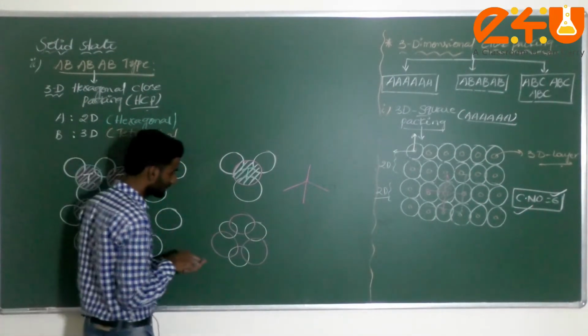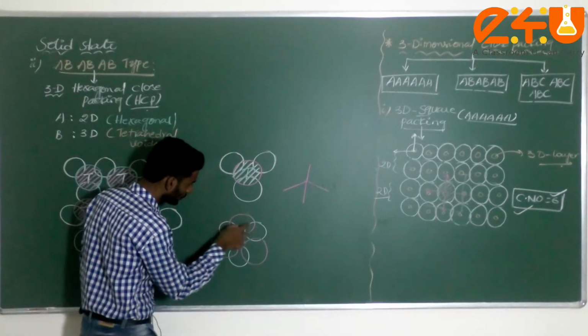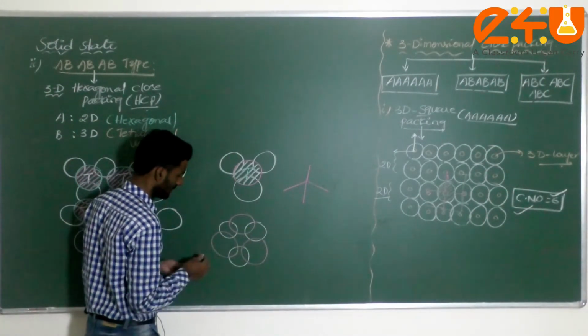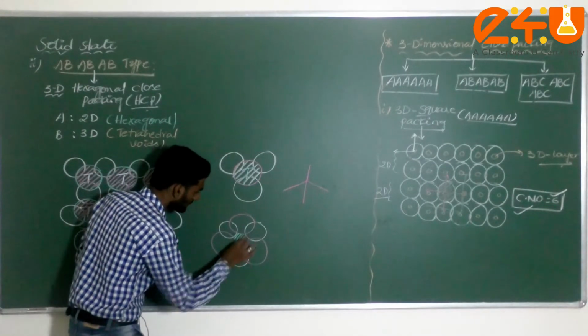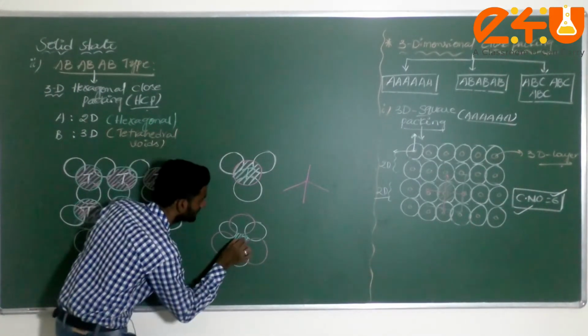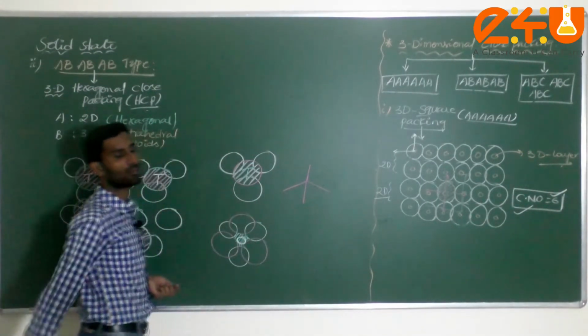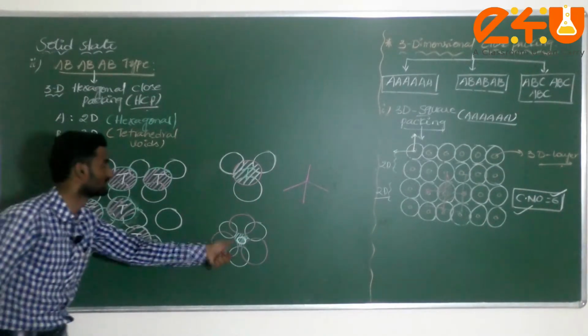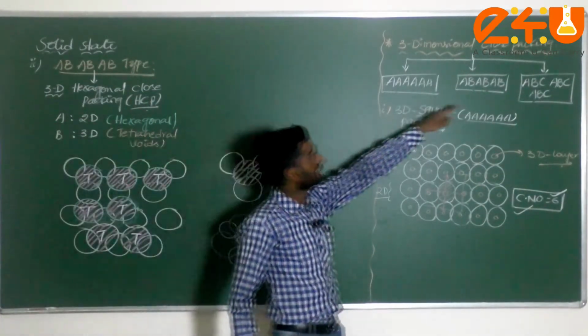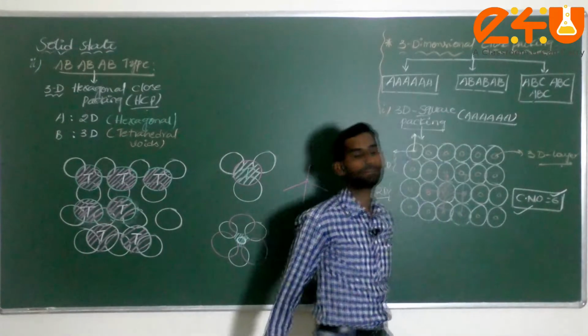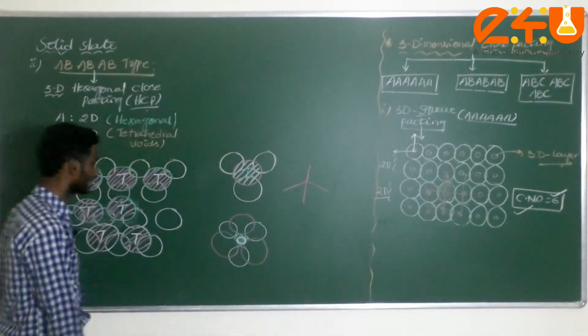Now we are observing, check it here, one, two, three, four, five, six. Here we are observing what type of voids, dear students? Octahedral voids we are observing. Generally we are discussing this in ABC type close packing. Am I correct or not?